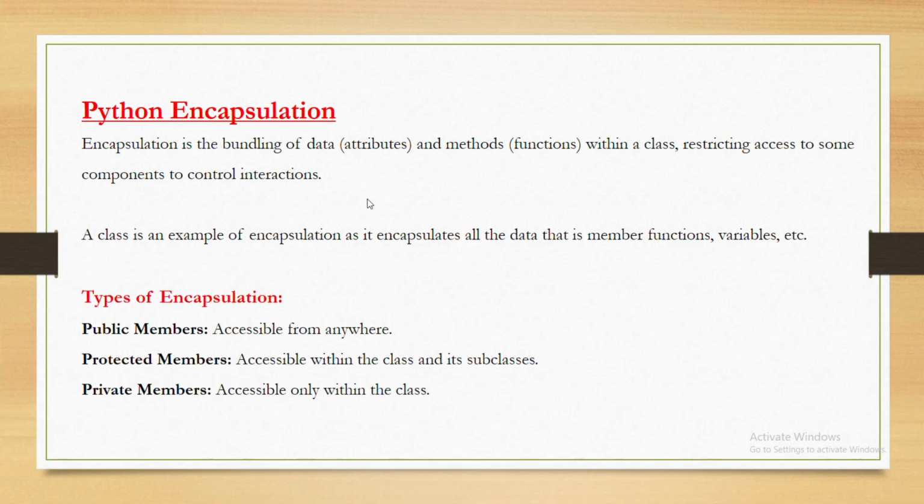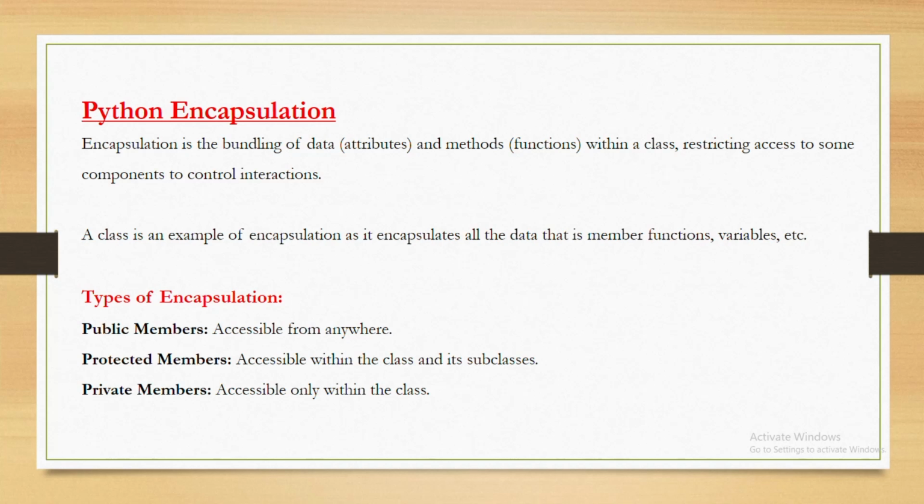So the next thing we are going to be seeing is our Python encapsulation. Encapsulation is just handling of data or the attributes and the methods, which are the functions. When you hear me calling methods, know that those are the functions within a class, restricting access to some components to control interactions. So a class is an example of encapsulation, as it encapsulates all the data, that is the member functions or variables, etc.